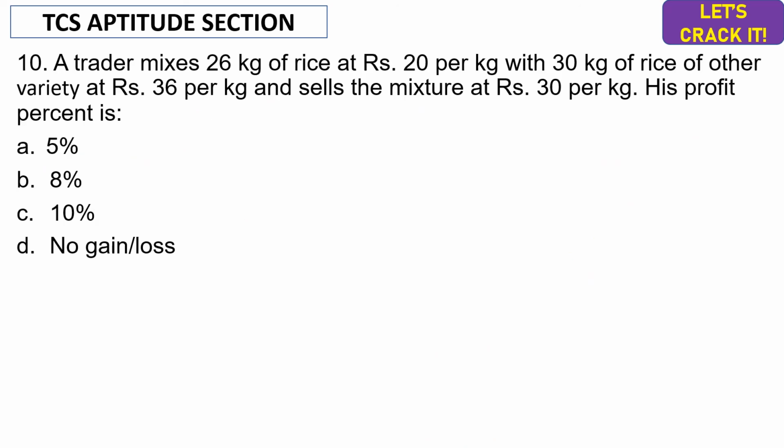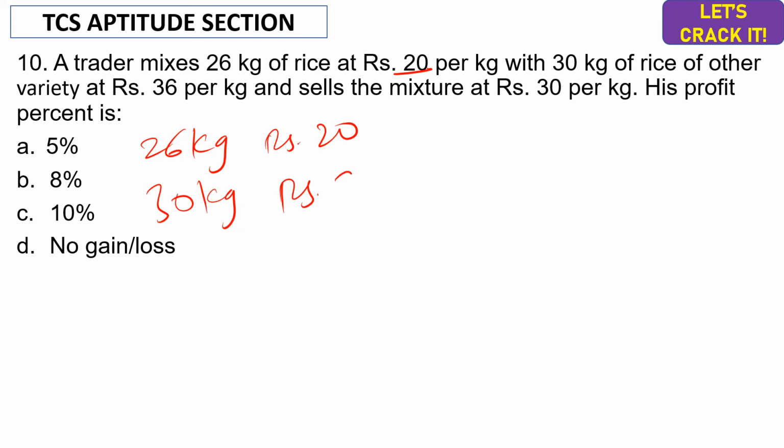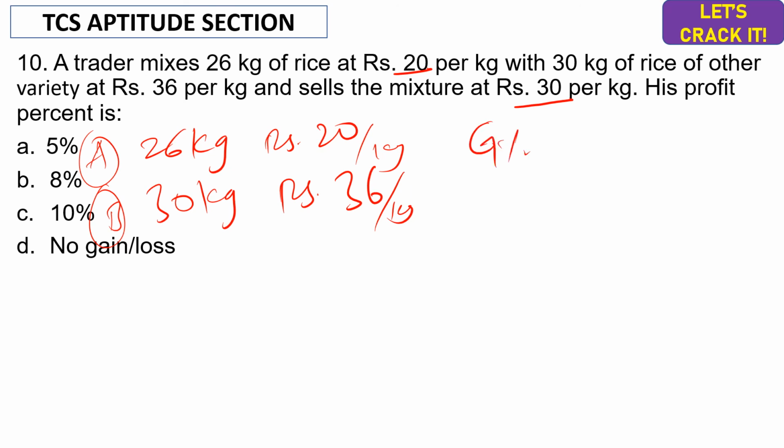And here we got the last one in this session. A trader mixes 26 kg of rice at rupees 20 per kg, and then the other variety of 30 kg at rupees 36 per kg. So these are two varieties, like category A rice, category B rice. Now we need to find the gain percentage if finally the shopkeeper has sold the entire mixture at 30 per kg. Basically profit percentage or gain percentage is equal to (SP minus CP) by CP into 100. You just need to remember this one.